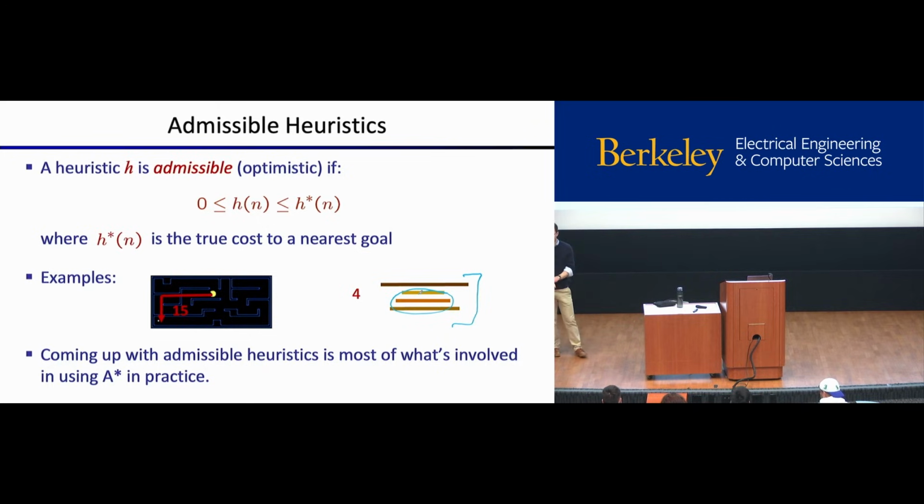Okay, yeah. The first one would actually be a good one for A star, right? Yeah, this one is optimistic. It says I can get there in 15 steps. I don't care about walls. And then this one says, oh, that's a pretty big pancake. I don't know, it looks pretty tough to me.